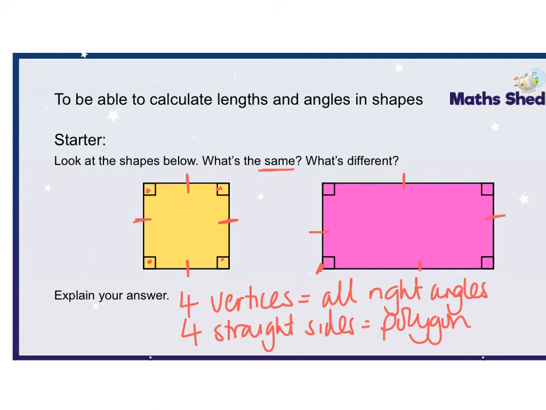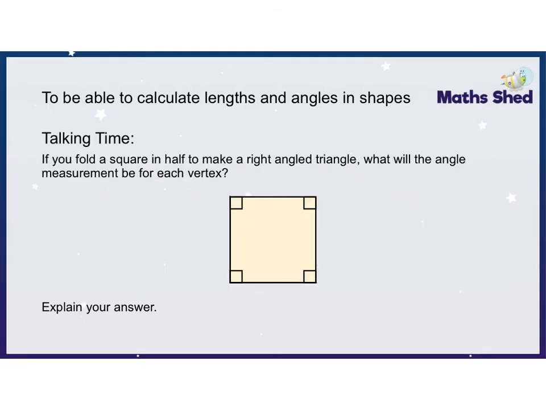Okay, what's different about them is that this shape here is a square. It's a square because all the 4 sides are the same length. This shape here is a rectangle because this side and this side are the same length, but this side and this side are the same length. Okay, so we have a square here.